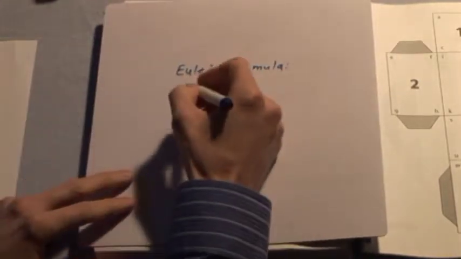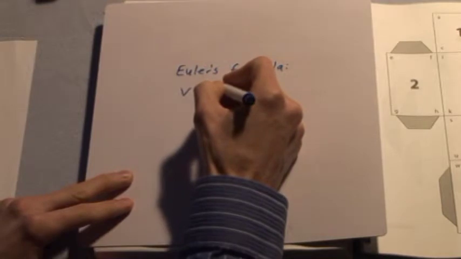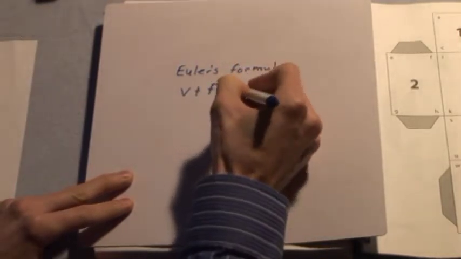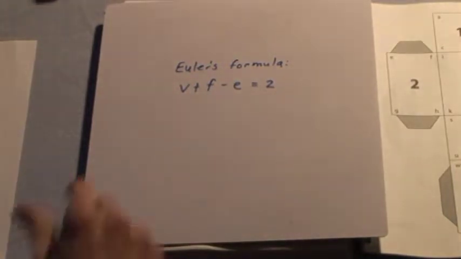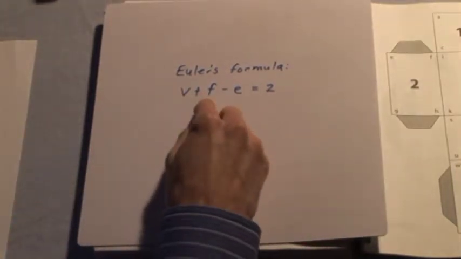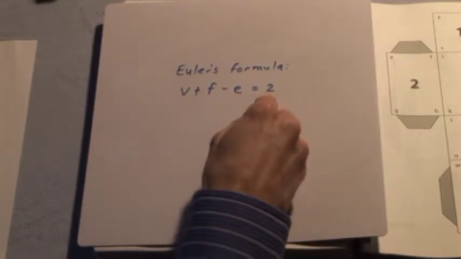Euler's formula basically shows the relationship between vertices, faces, and edges. On any given three-dimensional shape, the number of vertices plus the number of faces minus the edges equals 2.